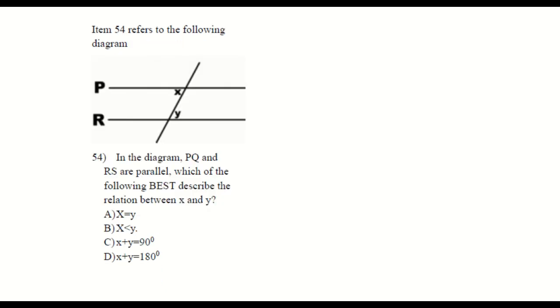Item 54 refers to the following diagram. In the diagram, PQ and RS are parallel. Which of the following best describes the relationship between x and y? They are equal. Why? Because if you look at it, we have alternate angles, and alternate angles, the angles in the interior of a Z, are equal.